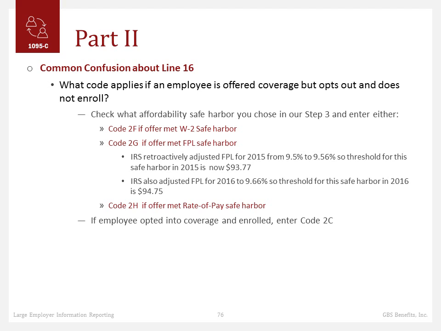Same thing with rate of pay. 2H, if they were offered coverage, they opted out, and your affordability safe harbor in step 3 was rate of pay, then you're going to put 2H. And of course, here at the bottom of the slide, if the employee opted into coverage and they actually enrolled, your code is going to be 2C.